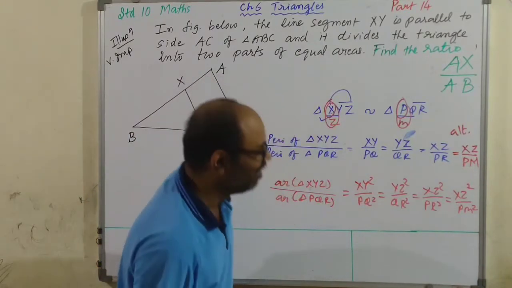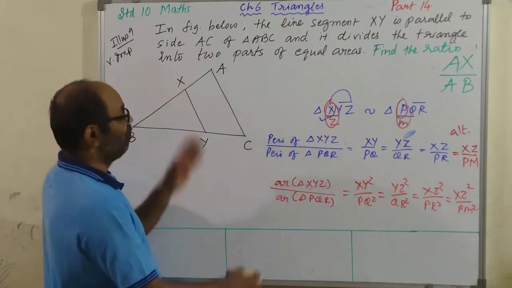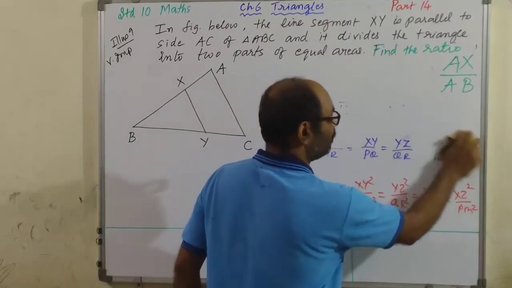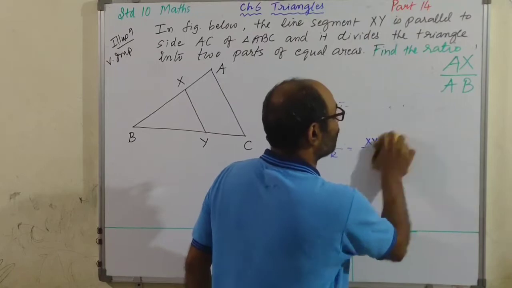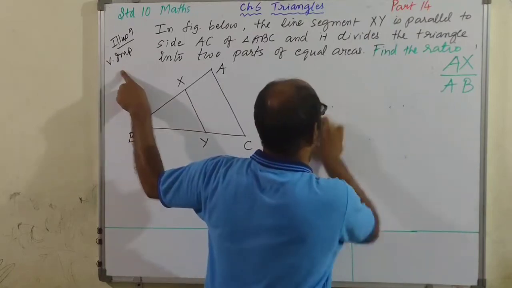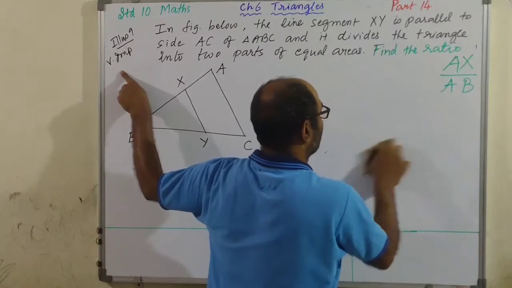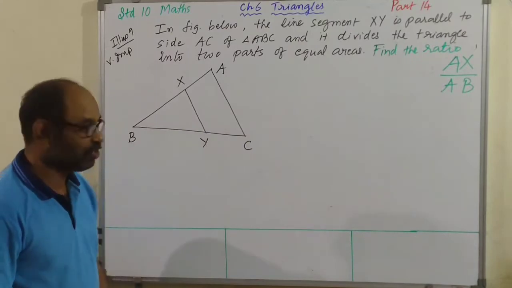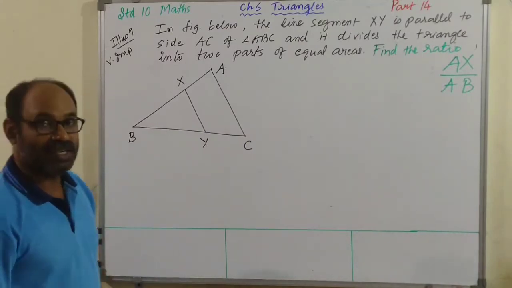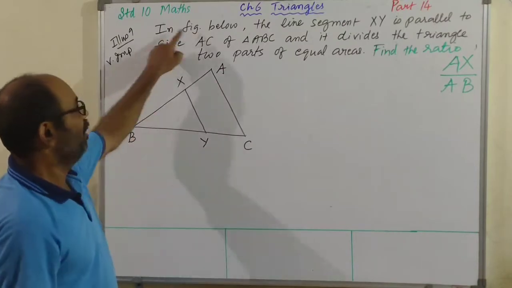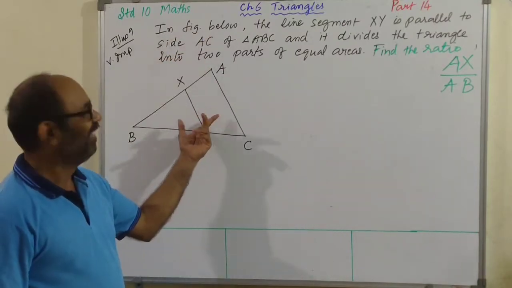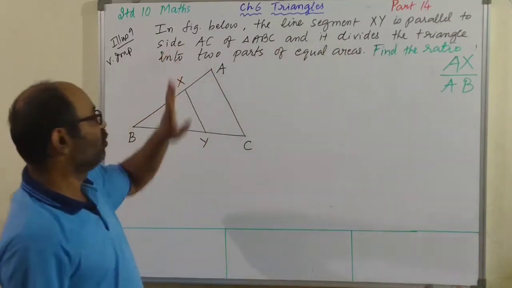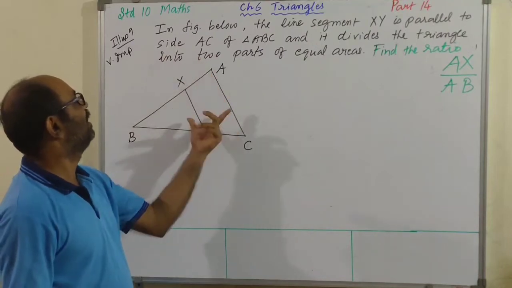Is that clear? So now we move to that illustration. It's a typical one. I have written important. That is also very important. A 2 marks question can be asked in the board examination. Here you have to look at the data to prove, children. In the figure below, the line segment XY is parallel to side AC. Yes, this is side AC, they are parallel.